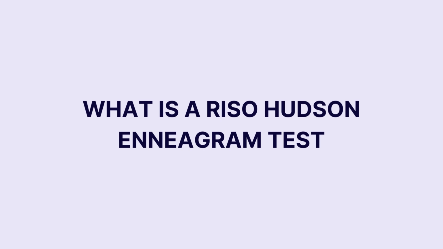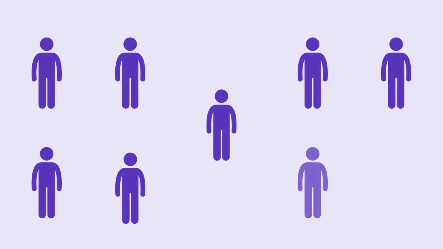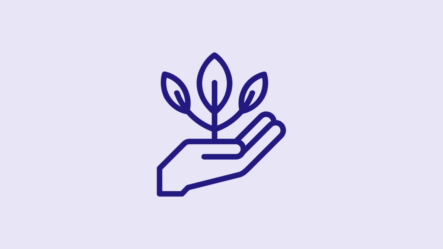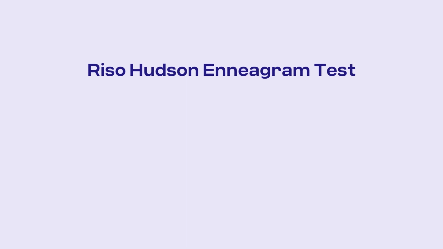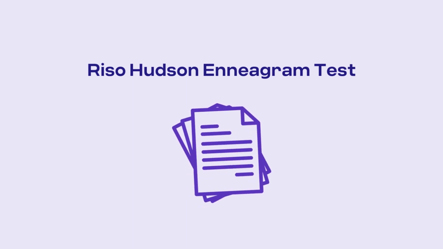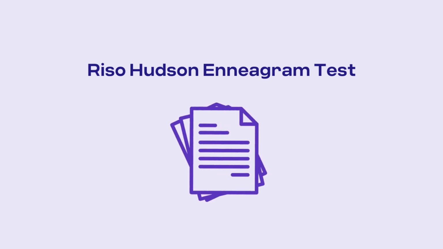What is a Riso Hudson Enneagram test? The Enneagram of Personalities specifies 9 unique personality types, each associated with distinct emotional states. It's used to grow individual self-awareness and encourage personal growth to those who embrace it. Specifically, the Riso Hudson Enneagram test is a globally recognised one and is comprised of statements to help individuals explore the intricacies of their character.